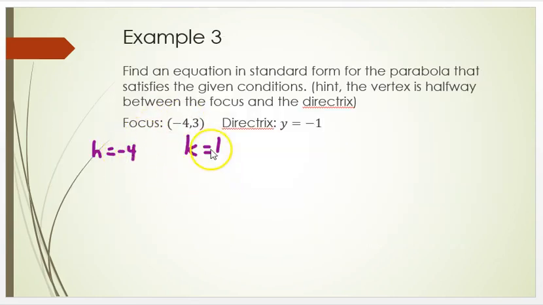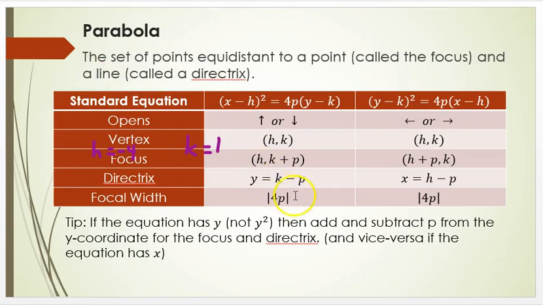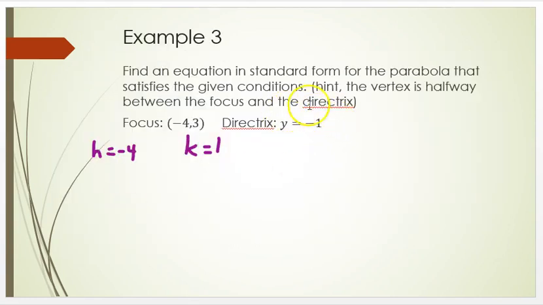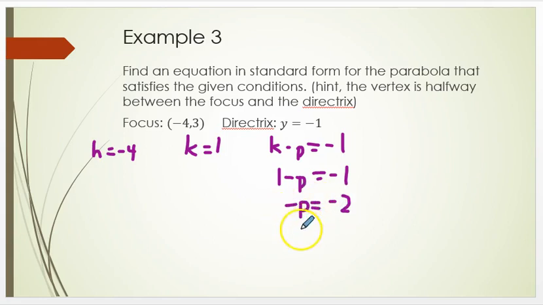So now we have h and we have k. Our next piece of information that we need to use is the directrix here, which says y equals -1. So again, looking at the slide here, we know that the directrix is y equals k minus p. Well, we have y equals -1, so that means I can say k minus p equals -1. Since we already identified that k is 1, we can plug that in. And then I'm just going to solve this, subtract 1 from both sides, and then finally multiply both sides by -1.